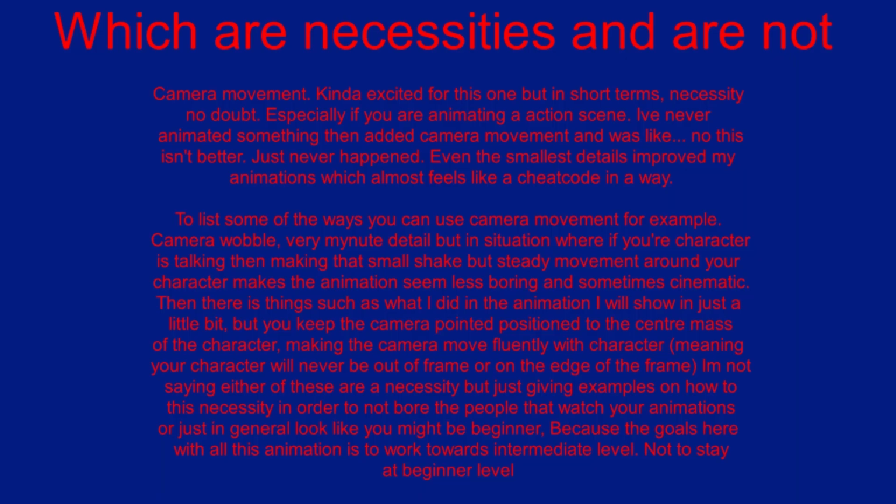To list some of the ways you can use camera movement, for example, camera wobble: very minute details, but in situations where your character is talking, making a small shake but steady movement around your character makes the animation seem less boring. And sometimes cinematic. Then there are things such as what I did in the animation I will show you in a little bit, where you keep the camera pointed at the center mass of the character, making the camera move fluidly with the character, meaning your character will never be out of frame or on the edge of the frame.